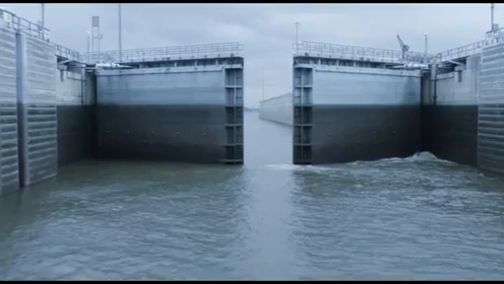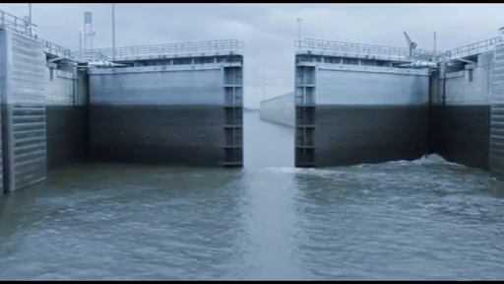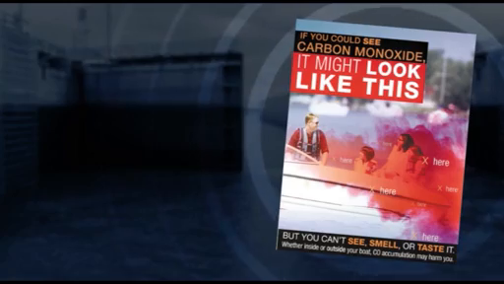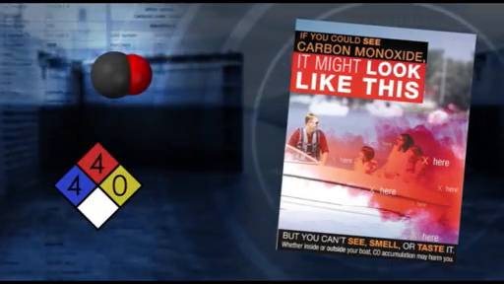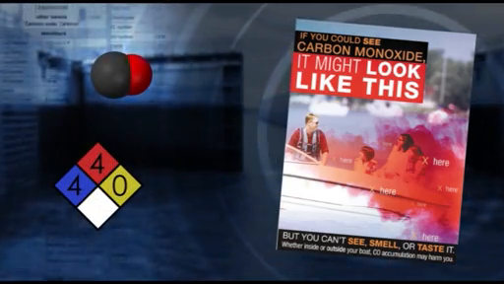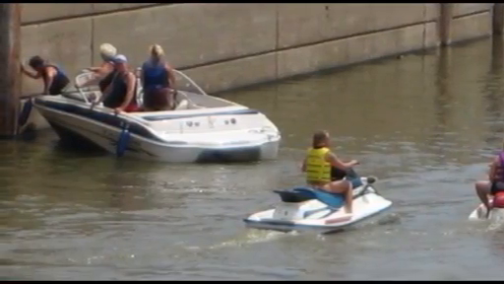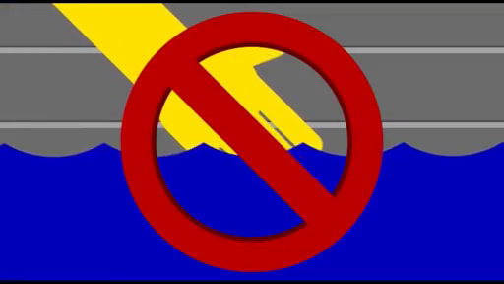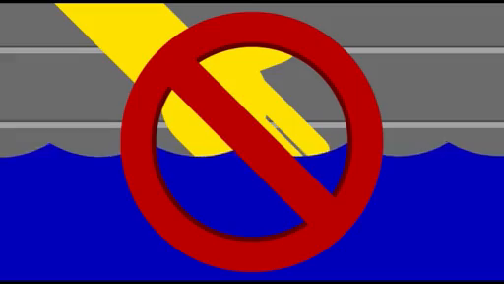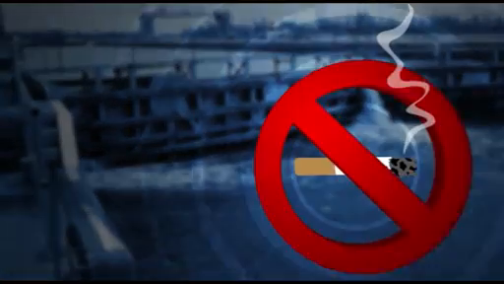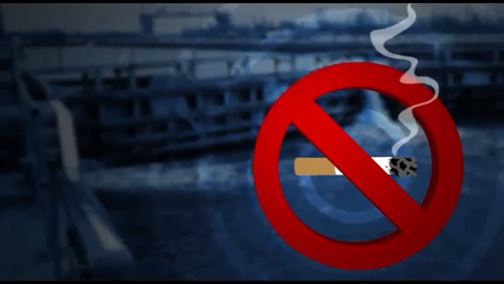While in the lock chamber, turn off your boat engine to prevent carbon monoxide poisoning. Carbon monoxide is a colorless and odorless gas which can kill you in minutes. You and all of your passengers must remain on your boat. Keep your hands, arms, and legs inside the boat. To prevent the possibility of fire, do not smoke while in the lock chamber.